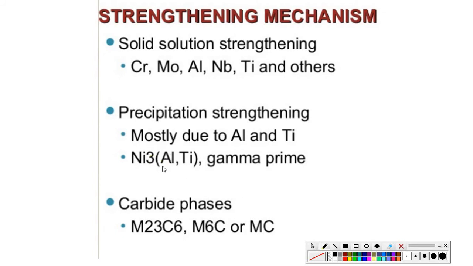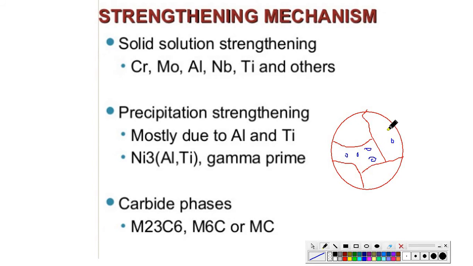Okay, so Ni3Al or Ni3Ta are the secondary precipitates formed in the primary phase, and these secondary precipitates hinder the dislocation motion, and thereby we can improve the strength. For example, this is a grain, this is the primary nickel grain boundary. Okay, primary nickel grain boundary.